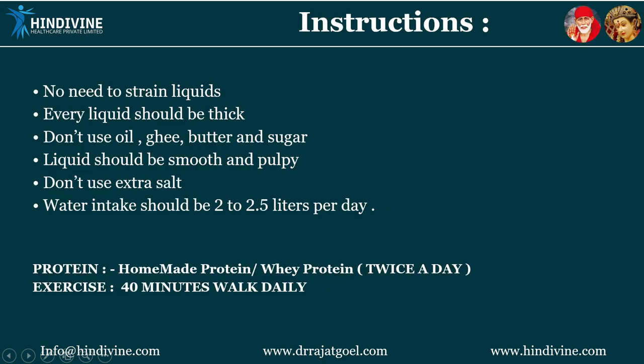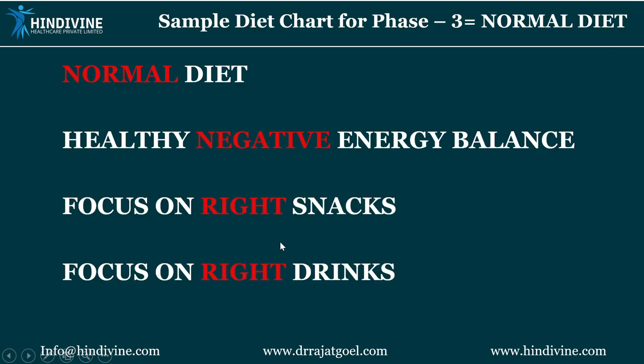So the Allurion balloon is one phase fast. Again, don't use oil, ghee, butter and sugar. Liquid should be smooth. Don't use extra salt. Again, water intake is very important, 2 to 2.5 liters. And now you can start homemade proteins in phase 2 easily. And exercise should be at least 40 minutes daily now to maintain weight loss.